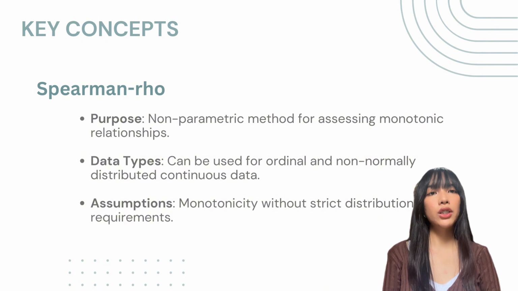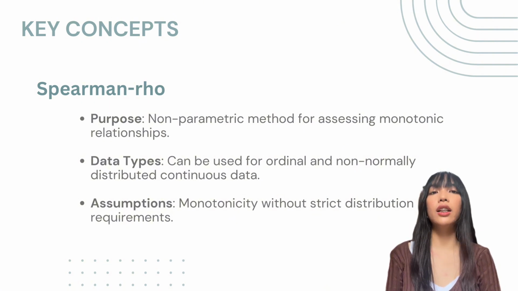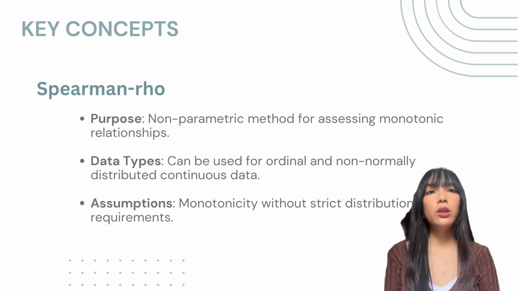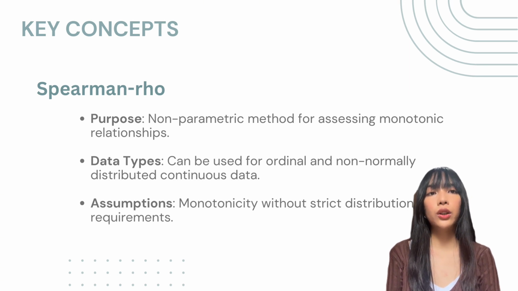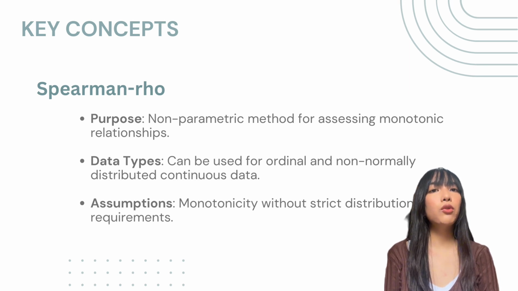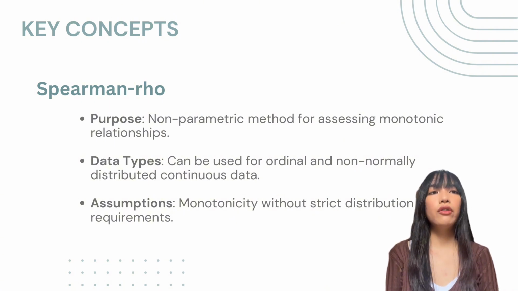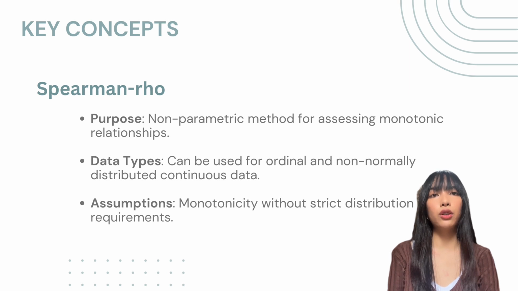Next, we have Spearman's rank correlation coefficient. This is a non-parametric method that serves as an alternative to Pearson's for assessing relationships. It's particularly useful when dealing with ordinal data or when the data does not meet the normality assumption. Rather than focusing on the actual data values, Spearman's method evaluates the ranks of the data, making it resilient to outliers and distribution concerns. Like Pearson's, it measures the strength and direction of the relationship but is applicable to monotonic relationships rather than strictly linear ones.